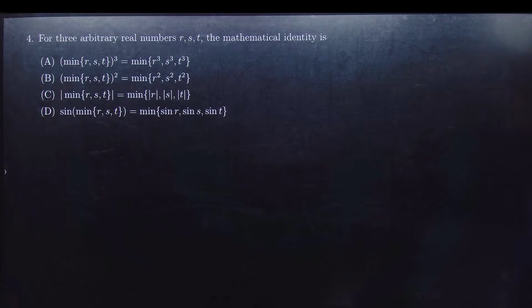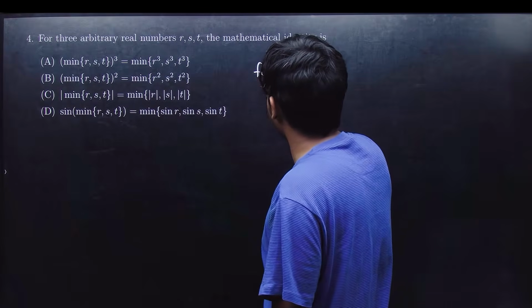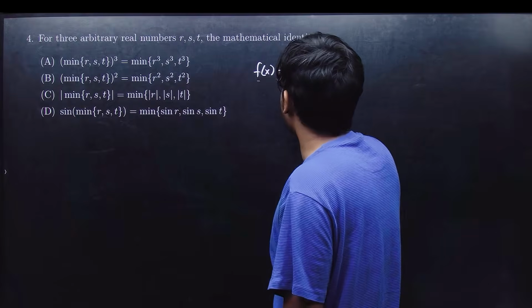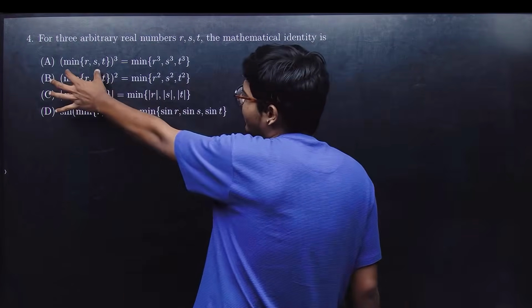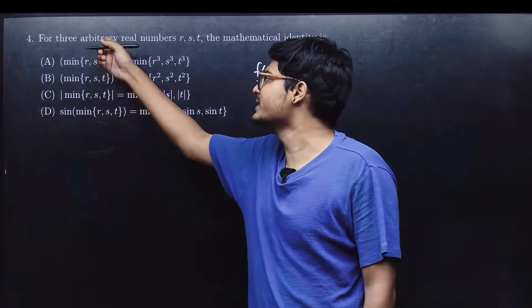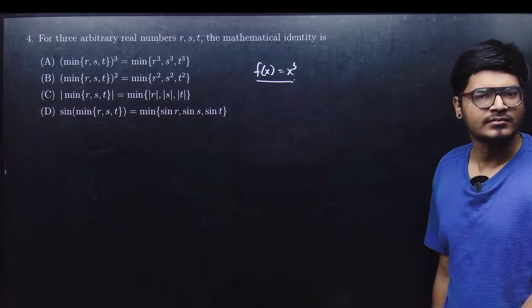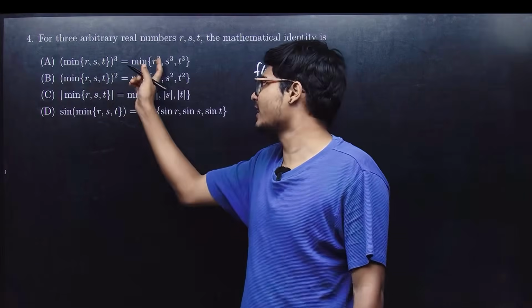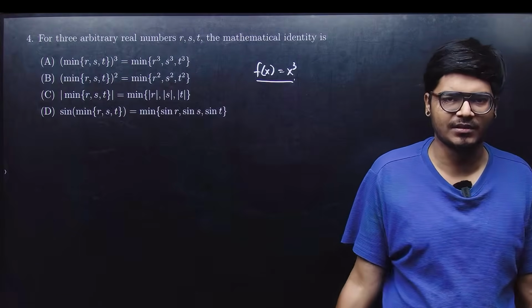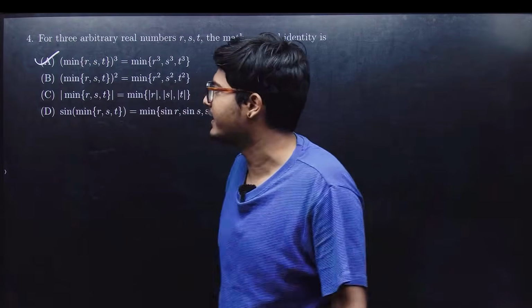For 3 arbitrary real numbers, r, s, t, which of the following is true? First one, observe that what do we know? We know that f of x equal to x cube is a strictly increasing function, right? Which means whatever the minimum of r, s, t is going to be, once you cube it, the minimum of r cube, s cube and t cube is also going to be the same, right? If r is smaller than s, then r cube is going to be strictly smaller than s cube because it's an increasing function. So this left hand side and right hand side are going to be same, so A is clearly correct.